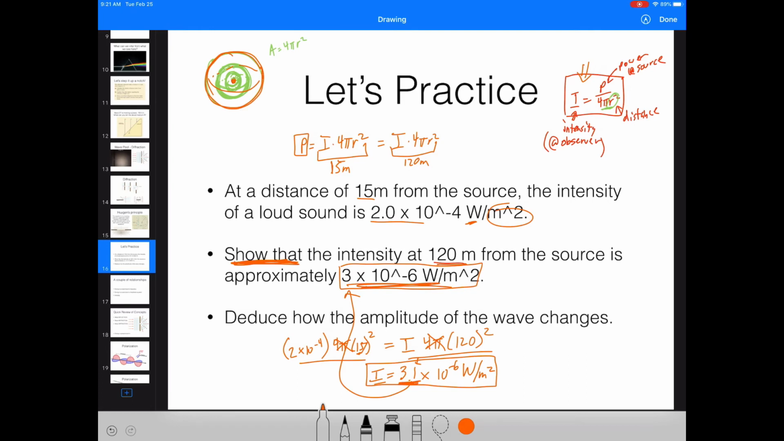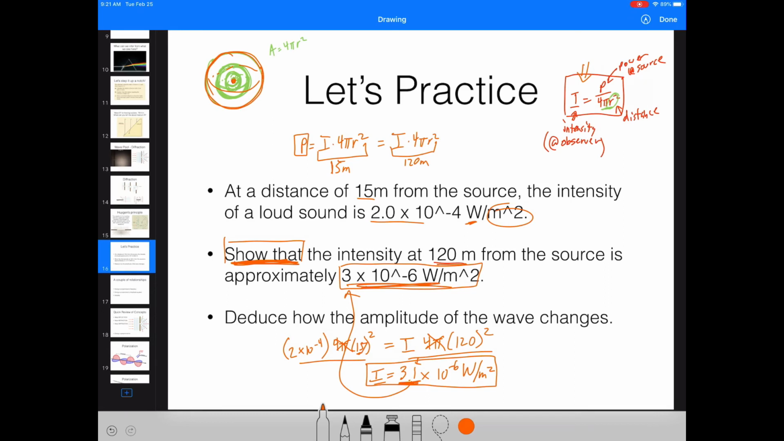One is to teach you the equation, I equals P over 4 pi r squared. The other is to talk about this "show that" idea, in case we haven't had a chance to really develop it yet. So make sure you don't use the 3 times 10 to the negative 6. Make sure when you get the answer you write down at least one more significant figure. And there we go. So the intensity is less.